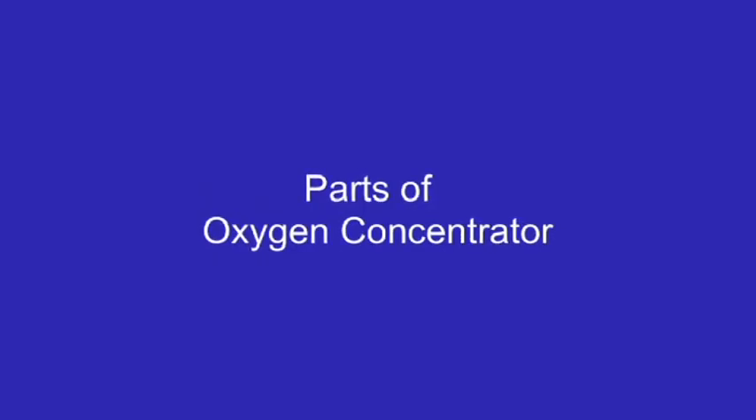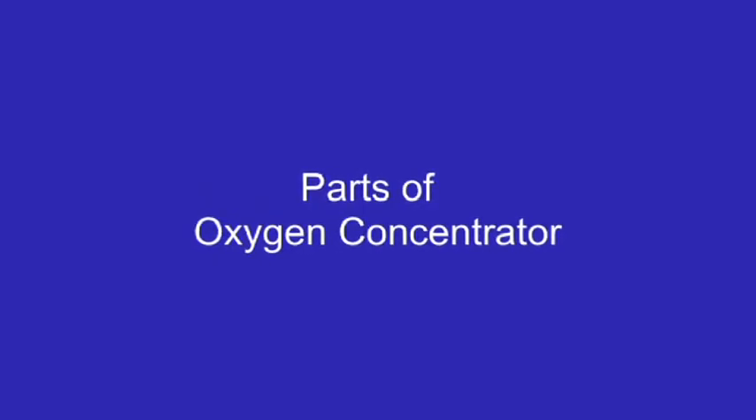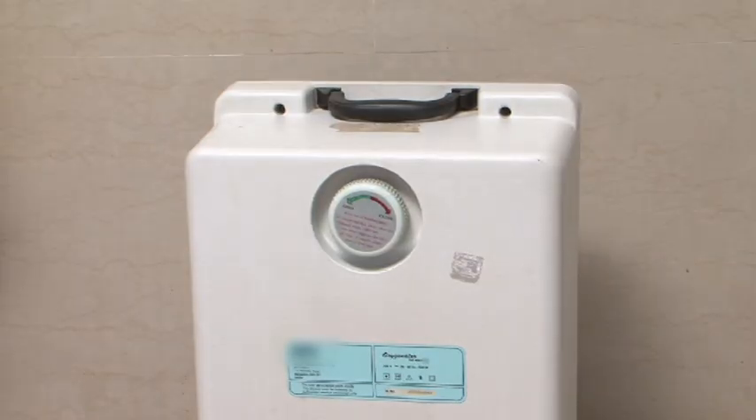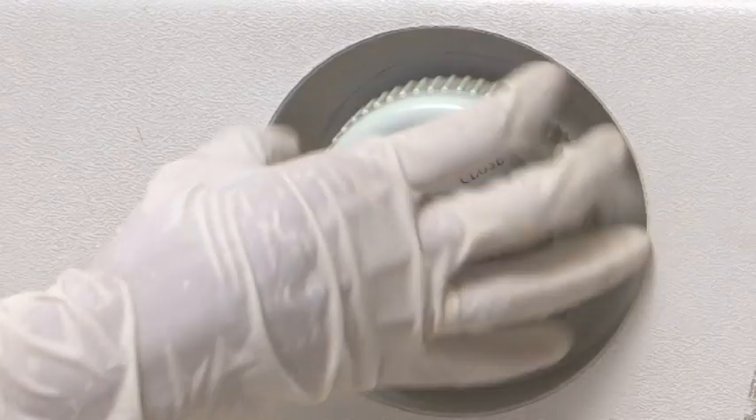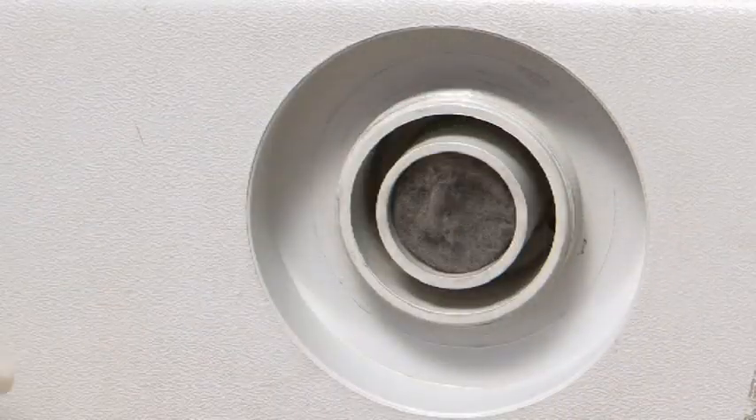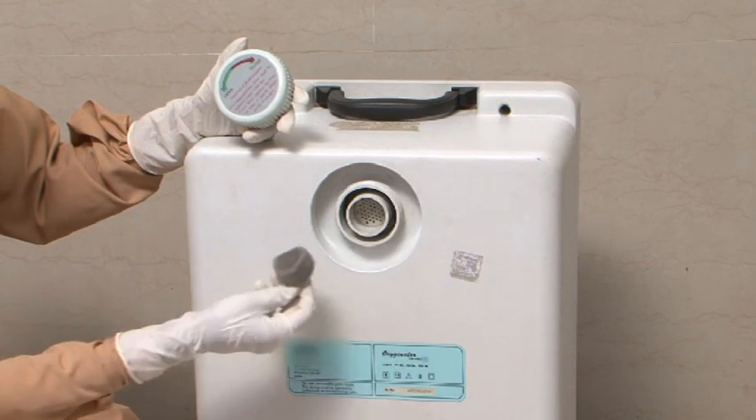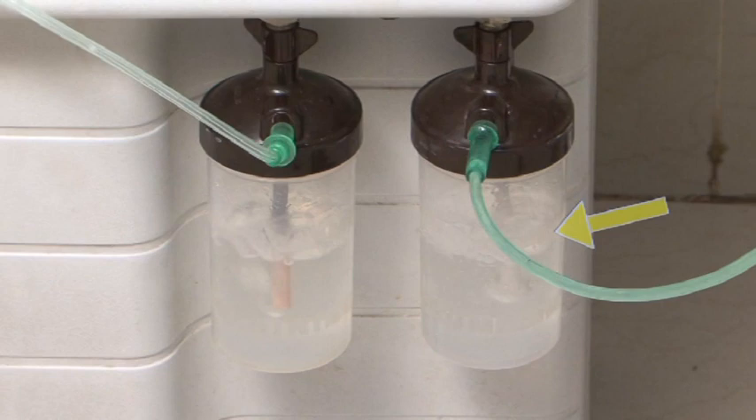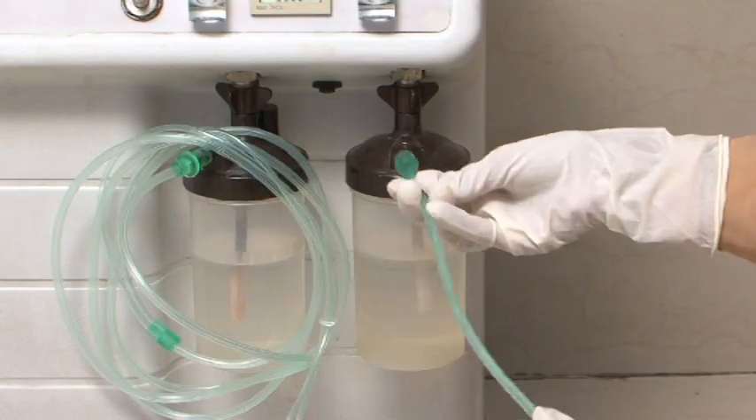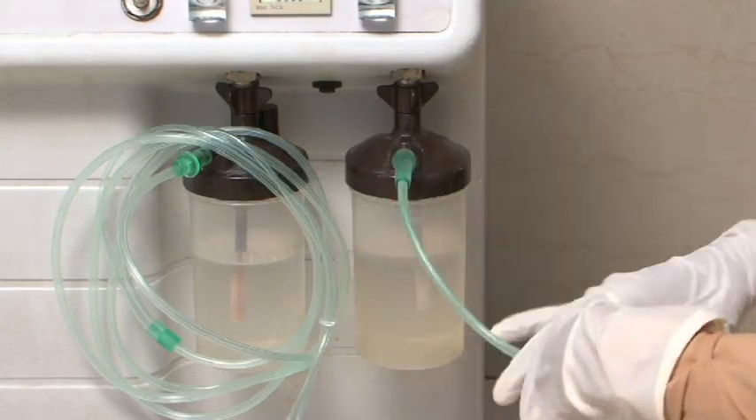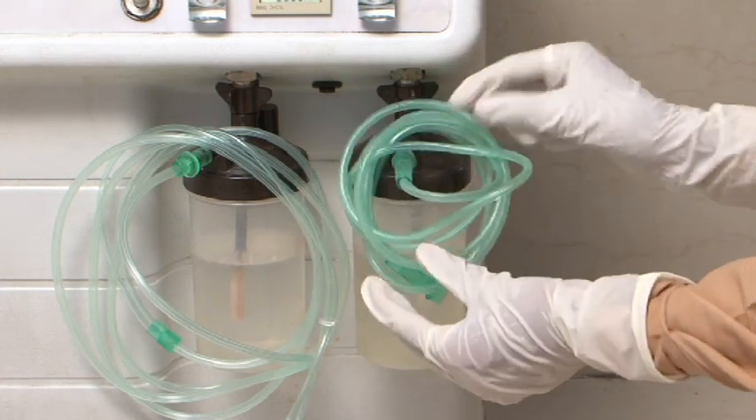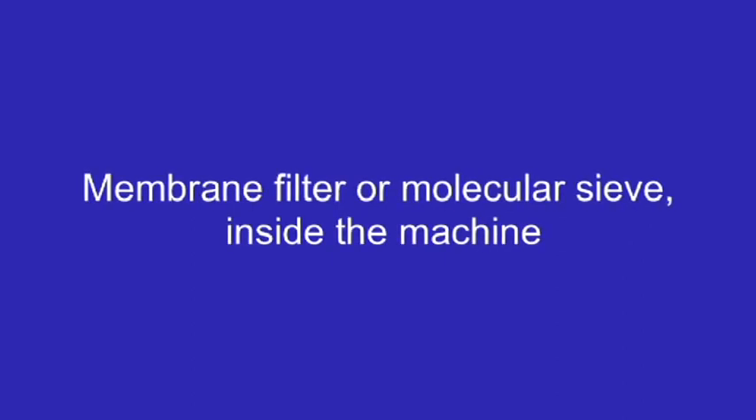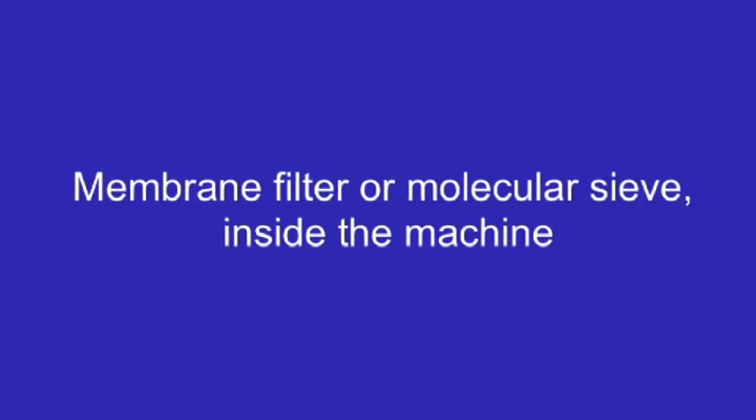Parts of oxygen concentrator. Machine with compressor. Air filter at the rear of the machine. Flow meter. Humidification bottle. Tubings. Membrane filter or molecular sieve inside the machine.